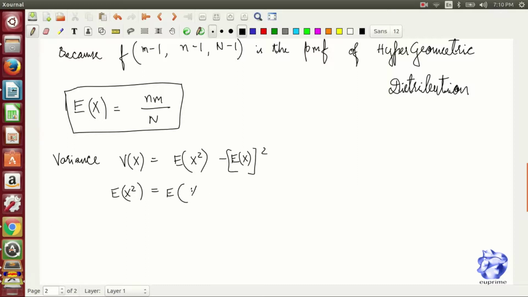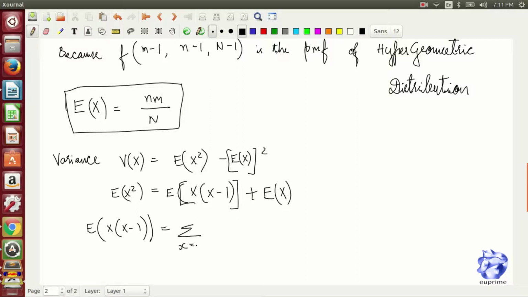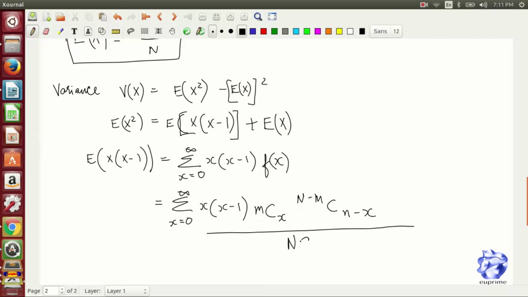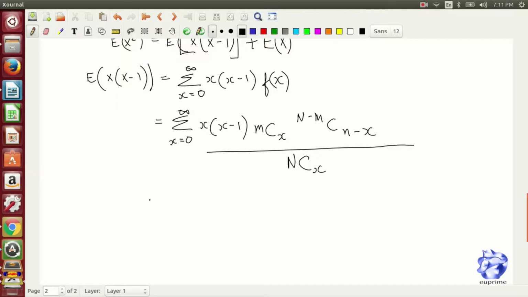Next, let's move on to variance, which is given by expectation of x square minus mean square. So expectation of x square can be written as expectation of x into (x minus 1) plus expectation of x. Let us calculate the value of expectation of x into (x minus 1), which is equal to x into (x minus 1) into the probability mass function, summed from x equals 0 to n. Substitute the probability mass function and simplify.